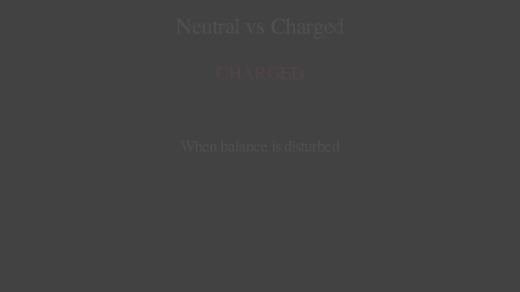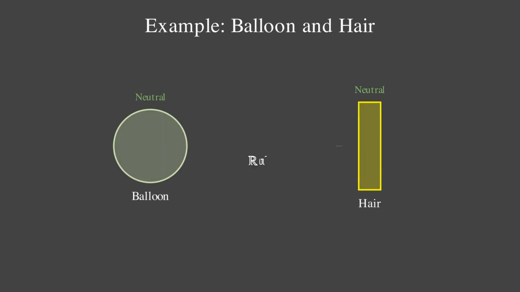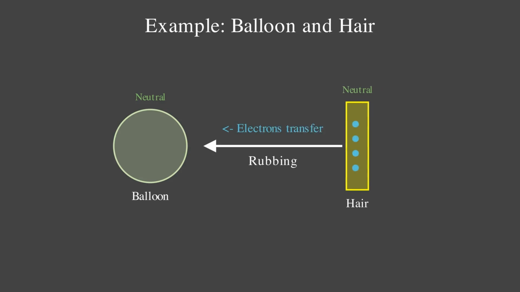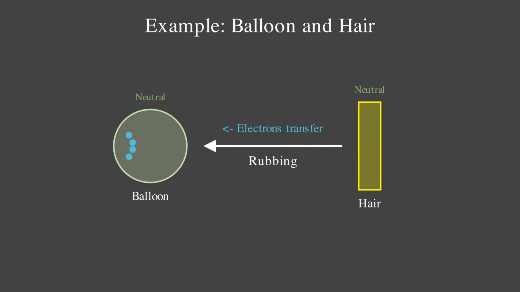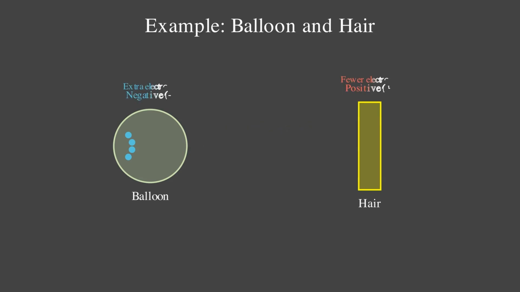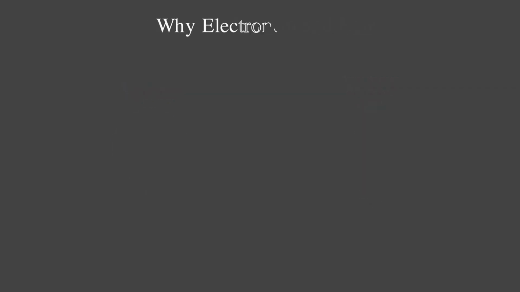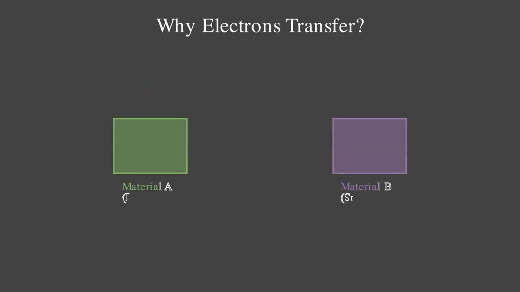For example, when you rub a balloon on your hair, electrons transfer from your hair to the balloon. The balloon becomes negatively charged because it now has extra electrons, while your hair becomes positively charged because it has fewer electrons than protons. This imbalance results when materials with different electron-holding strengths come into contact.